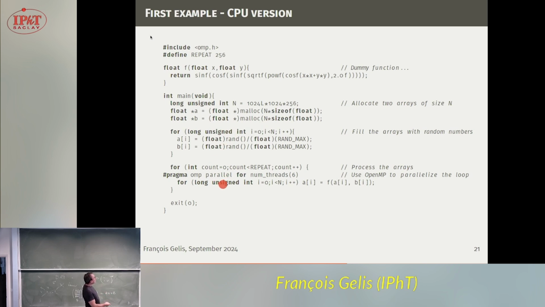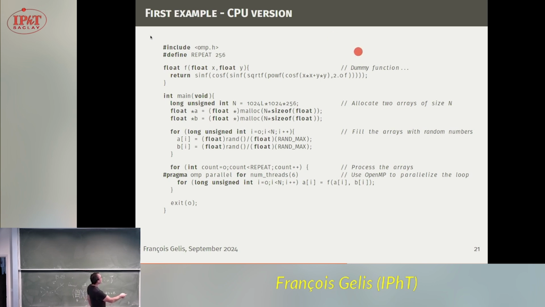And then you apply a certain function. So you take the number A of I, B of I, you apply a certain function which is defined here that takes 2 arguments and returns 1 number, and you put it back in A, and you repeat this 256 times. This is just a dummy computation, just meant to be long enough that I can measure something, and the function is itself a silly function whose only purpose is to be non-trivial to calculate, if you want.